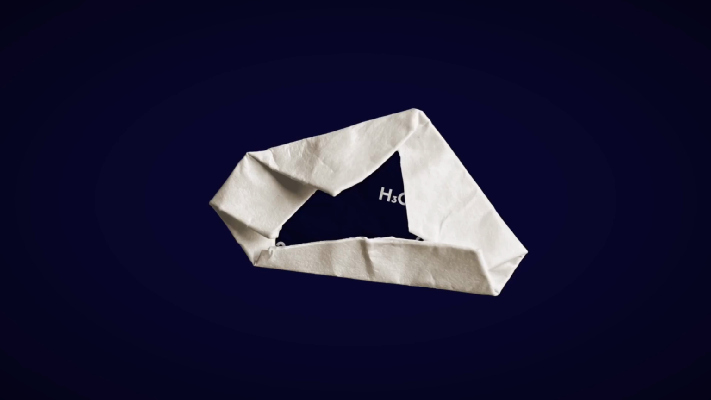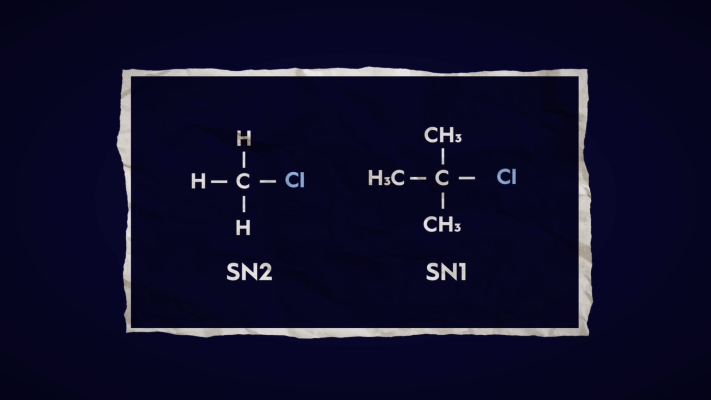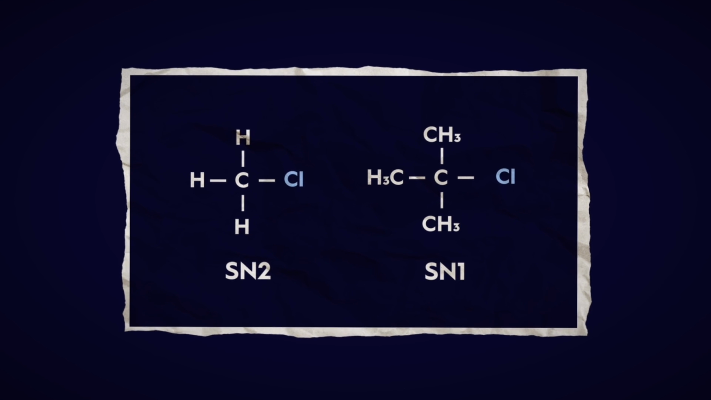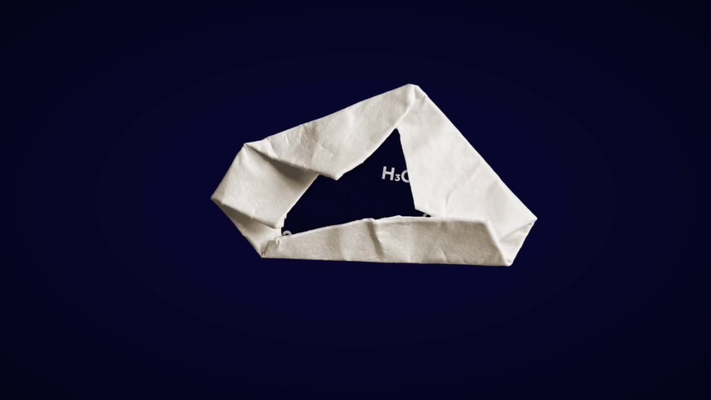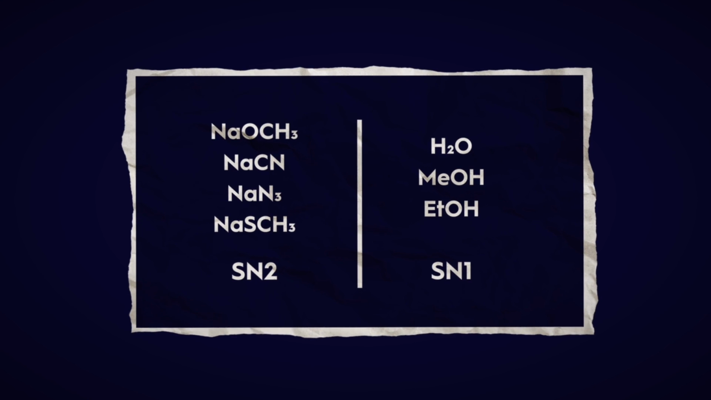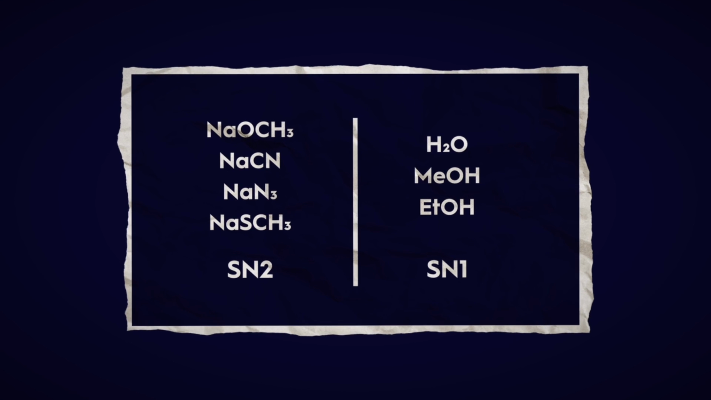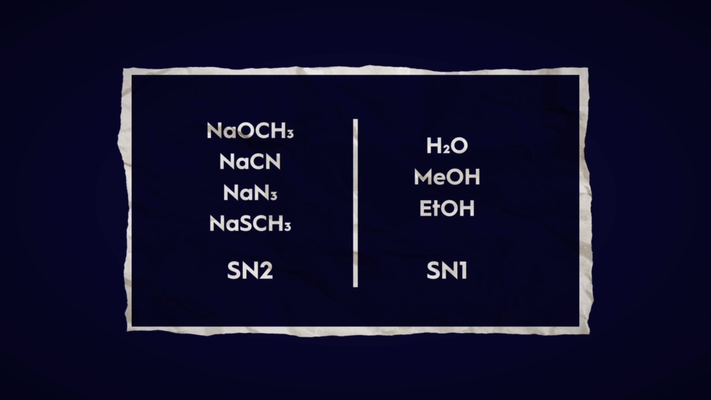Let's pull the pieces together with a quick roadmap. First, look at the substrate. Methyl and primary carbons usually favor SN2, while tertiary carbons go SN1. Next, think about the nucleophile. Strong, small ones drive SN2, while weak or neutral ones fit SN1.